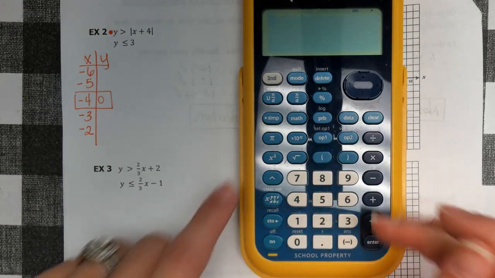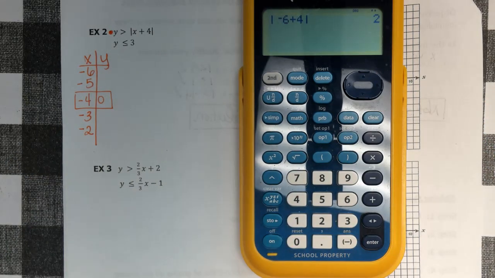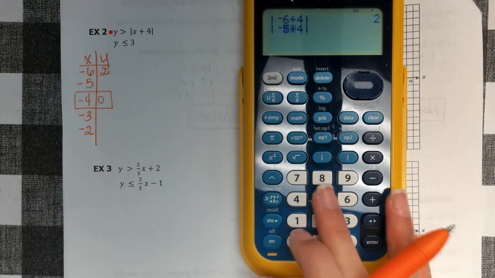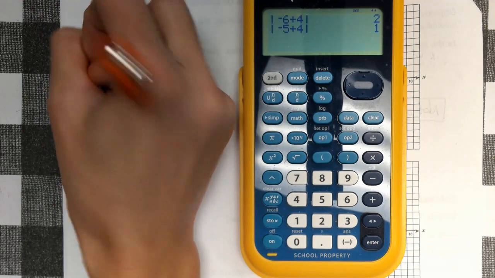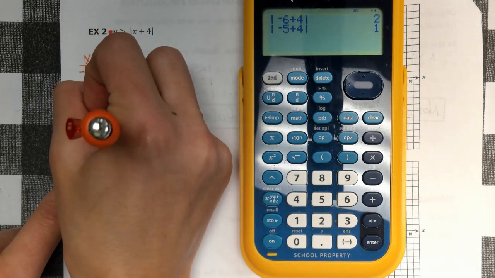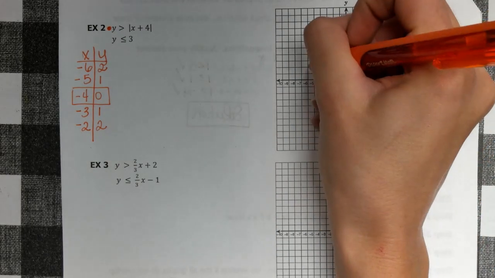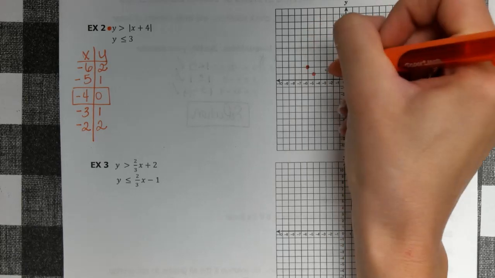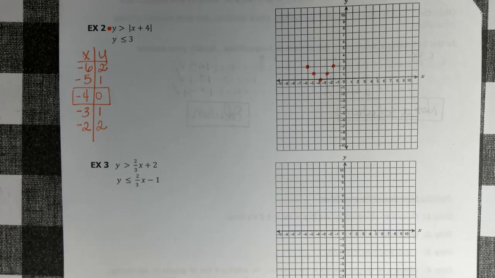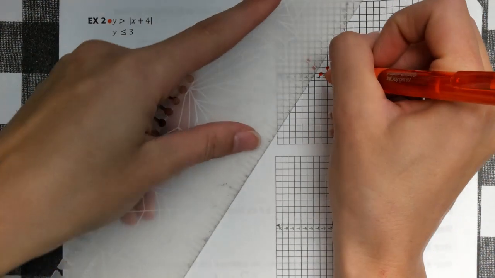I'm going to plug in the values. So I've got the absolute value of -6 plus 4, which is going to give me 2. Absolute value of -5 plus 4 is going to give me 1. And then -3 would give me 1, and -2 would give me 2. Now, is that going to be a dashed or solid absolute value graph? Okay, it doesn't have an equal, so it's going to be dashed.